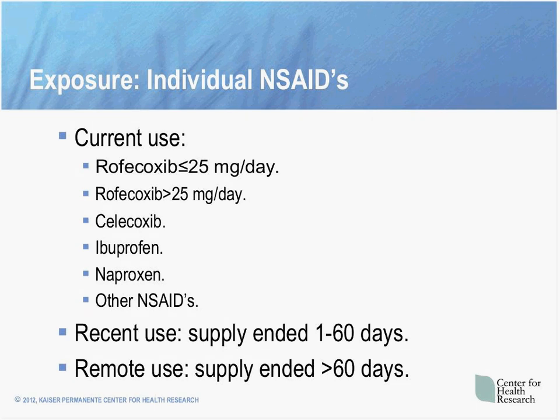I also looked at celecoxib, ibuprofen, naproxen, other NSAIDs. And then the other groups were recent use, which was if they quit using within 60 days, versus the reference group, which was called remote users, which were those who had filled the prescription more than 60 days ago.